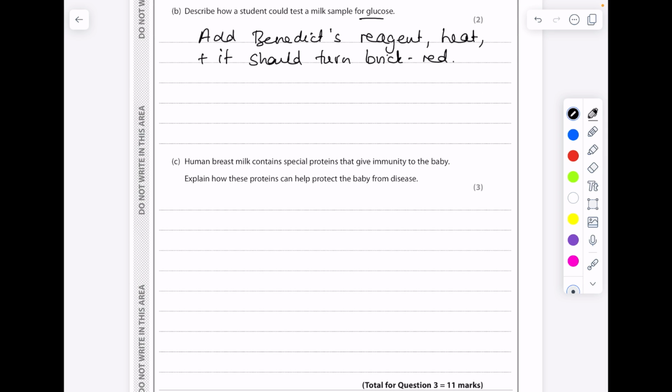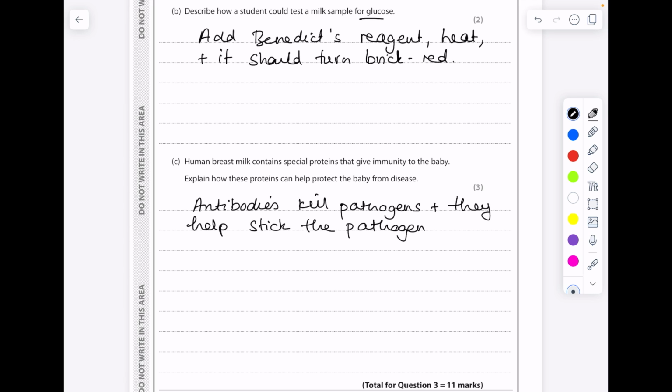Human breast milk contains special proteins that give immunity to the baby. Explain how these proteins can help protect the baby from disease. So the proteins are antibodies. So the antibodies kill pathogens or bacteria. And what do they actually do to the pathogen? They help stick the pathogen together, making it easy here for phagocytes to engulf them.